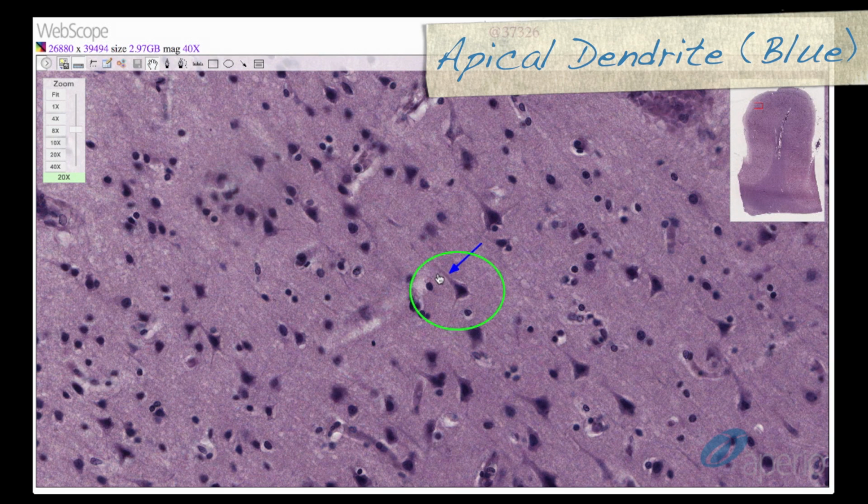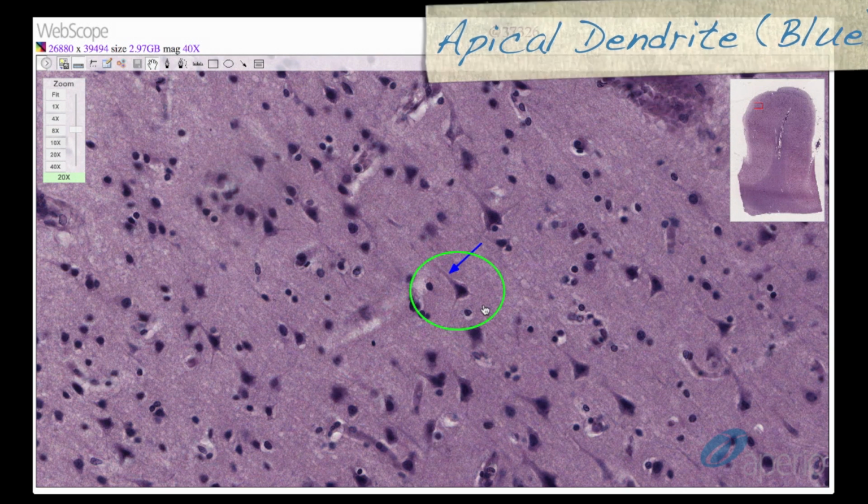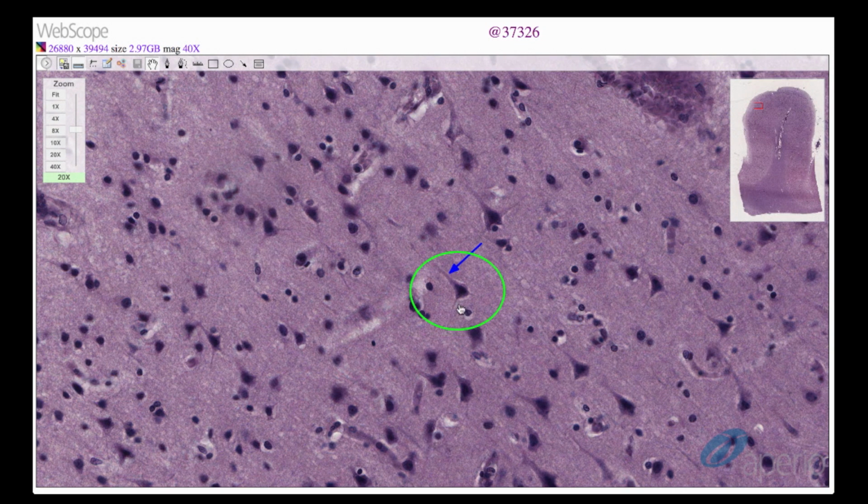Note that only the proximal portions of the apical dendrite can be seen because H&E stains only the Nissl bodies of the cytoplasm, which do not extend beyond the proximal segment of the apical dendrites. Axonal processes can also be seen extending from the base of this pyramidal cell.